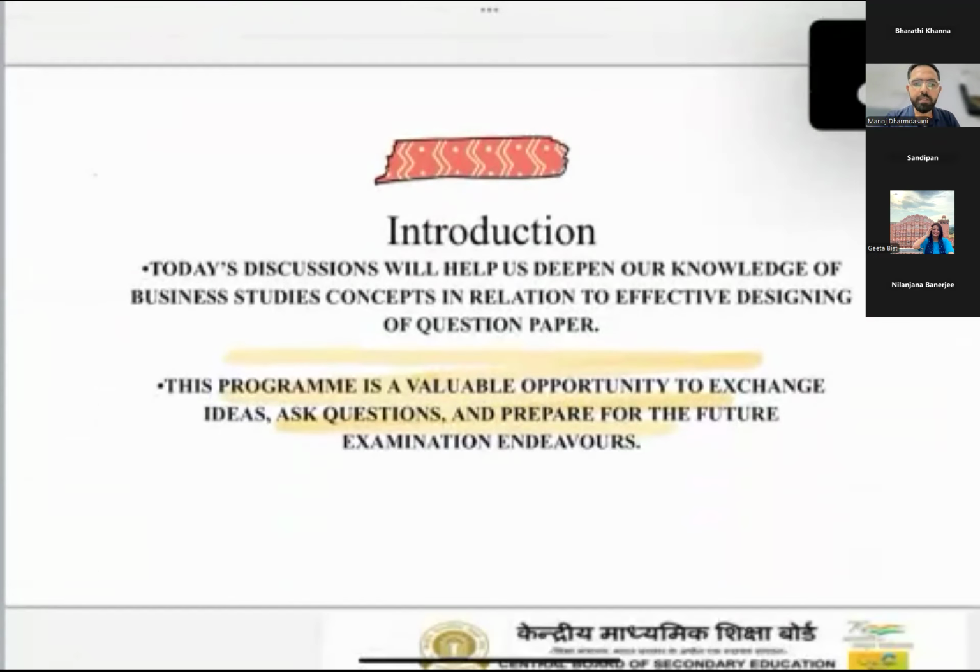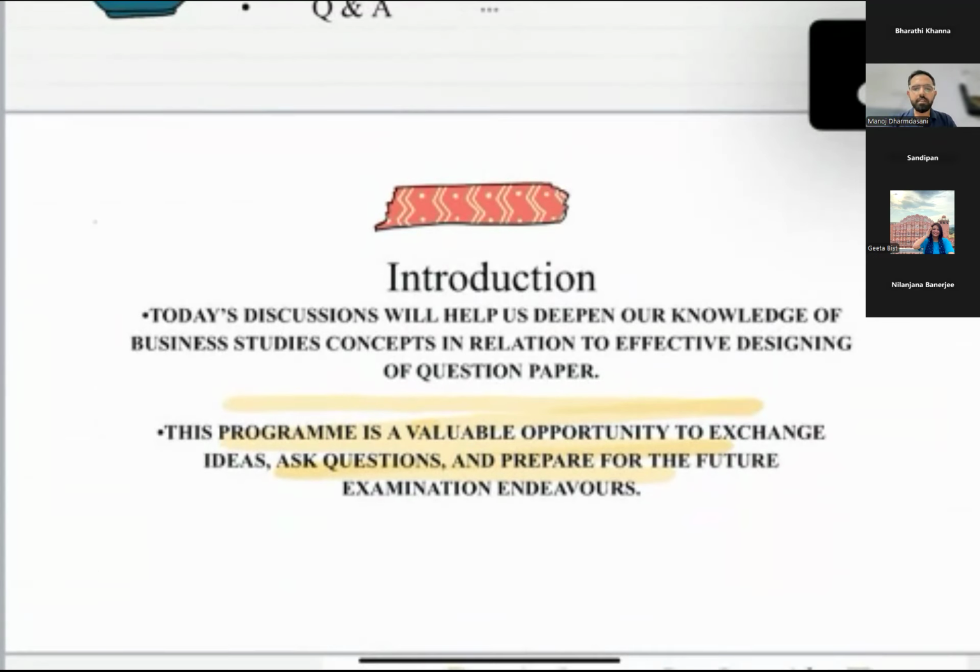Let me move ahead. Today's discussion is basically about deepening our knowledge of business studies concepts in relation to the effective designing of question papers. This particular thing we have already discussed earlier in this workshop.